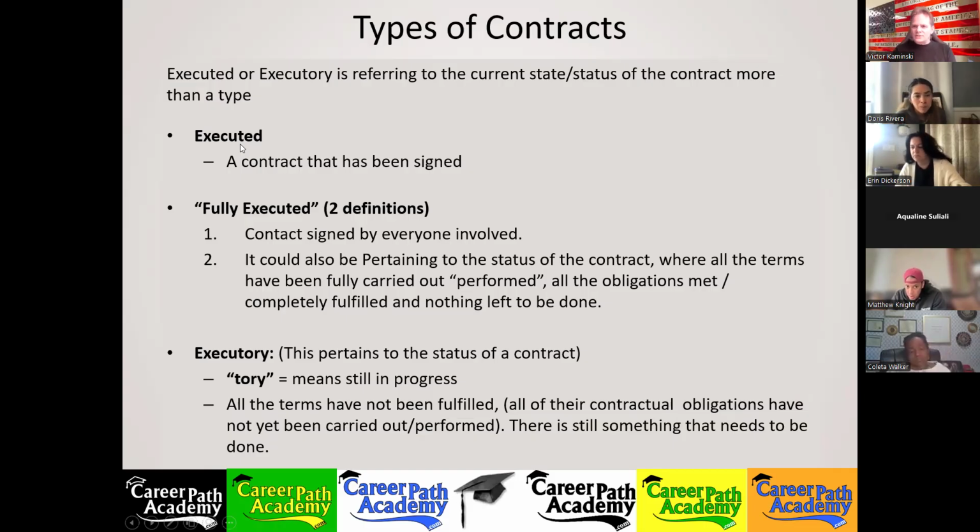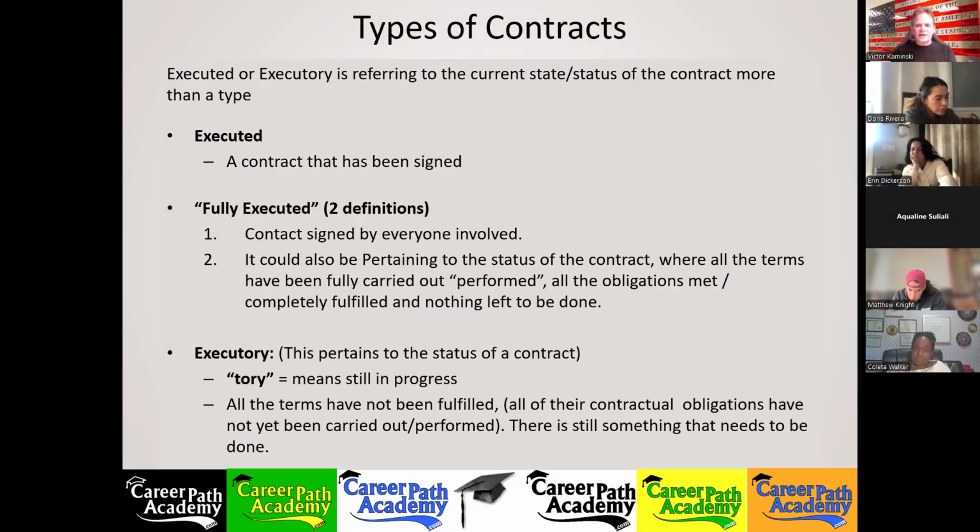So, an executed contract. You ever hear that term before? Have you executed the contract? Have you executed the document? We're not asking if you killed it. We're asking if you signed it. That's what the term executed means. You signed it. So, an executed contract is one that's been signed. A fully executed contract is one that's been signed by all.